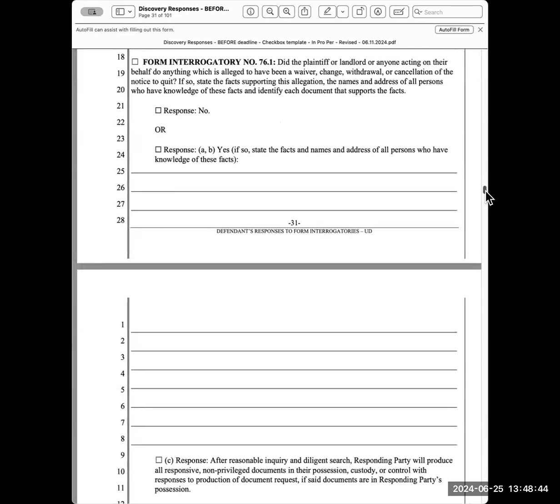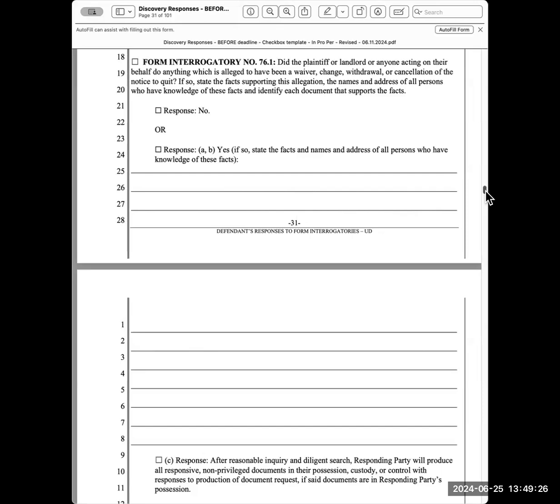76.1 is asking, did the plaintiff or landlord or anyone acting on their behalf do anything which is alleged to be a waiver, a change or withdrawal or cancellation of the notice to quit? If so, state the facts supporting the allegation, the names, addresses of all persons who have knowledge of these facts, and identify each document that supports the facts. A waiver is a change to an agreement, and it can often have legal ramifications. So, for example, the question is specifically asking about whether the notice to quit, right?